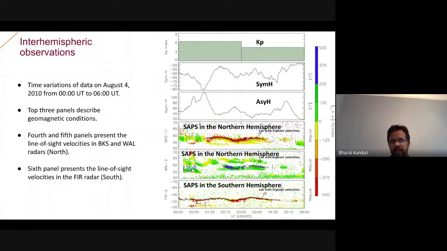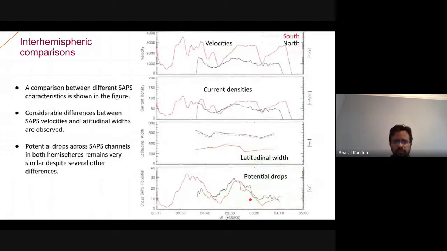The bottom three panels show a single beam from SuperDARN radar between 0 and 6 UT. The fourth panel from the top is Blackstone radar in the north. This is Wallops radar in the north, and you can see SAPS flows are shown in this case. Again, they are broader in the northern hemisphere. SAPS flows are shown in the Falkland Islands radar in the southern hemisphere. They're much narrower, but the velocities are much stronger compared to what you see in the northern hemisphere.